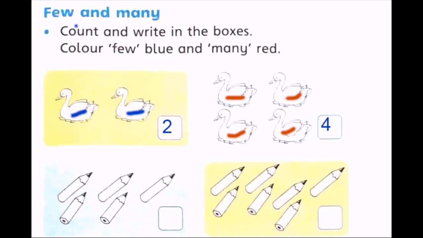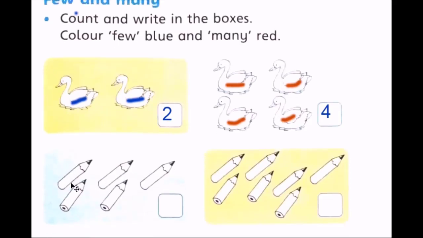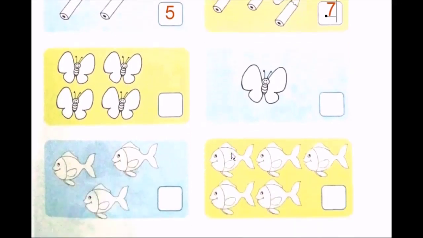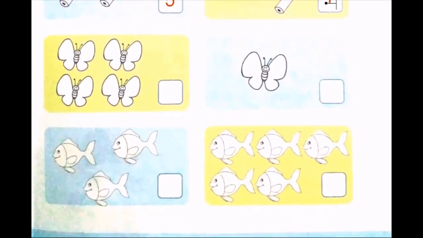Now move on to the next question. Count the pencils. 1, 2, 3, 4, 5. So you will write number 5 in the box. Now move on. Count the pencils again. 1, 2, 3, 4, 5, 6, 7. So you will write number 7 in the box. And you will do the same thing over here.